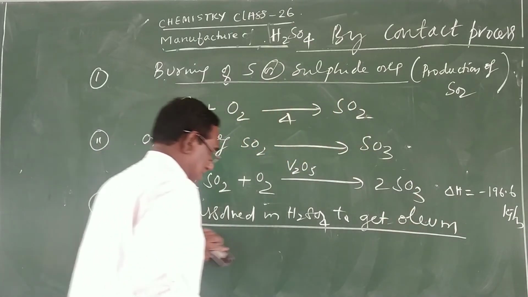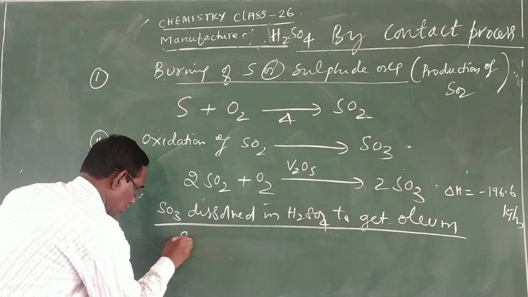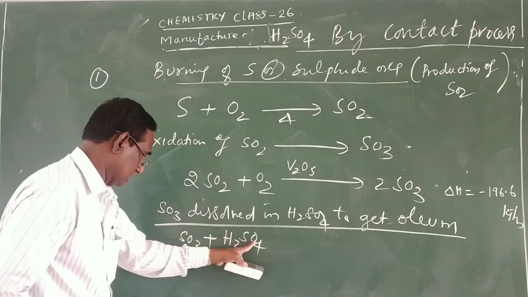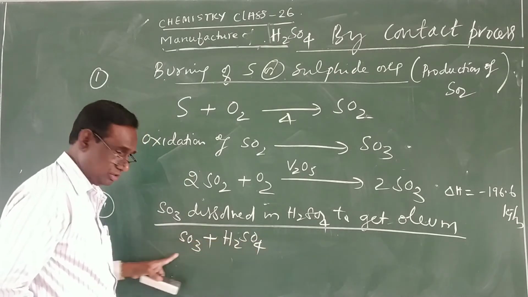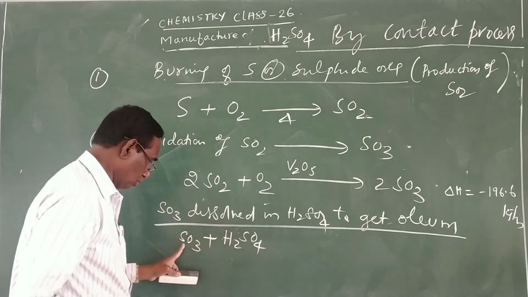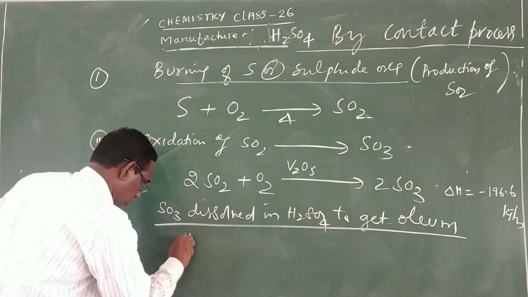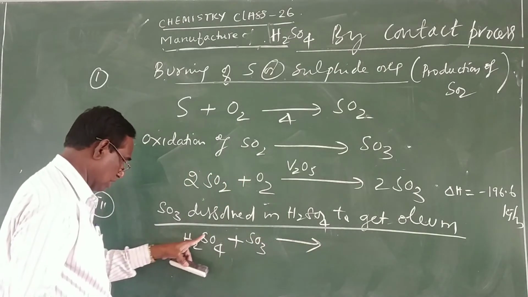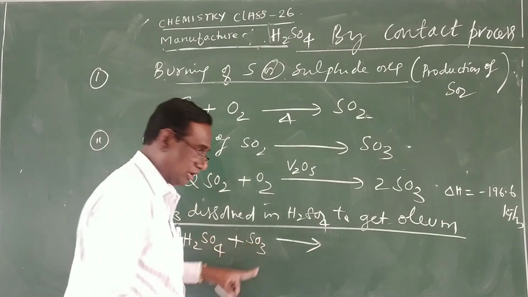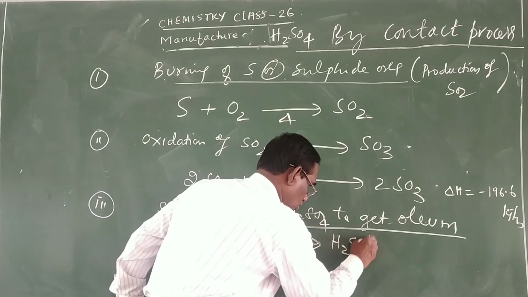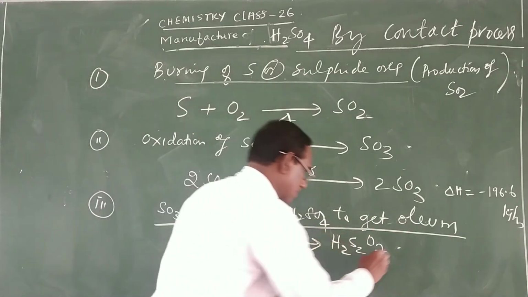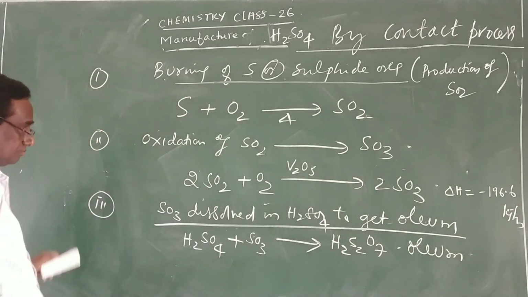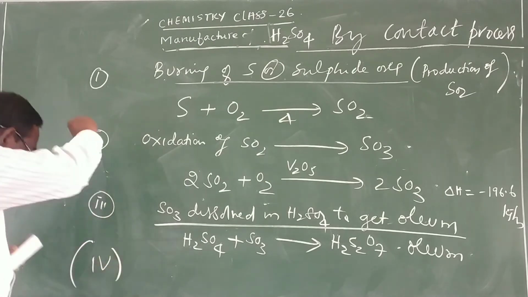Okay, you know that in the first year also. So SO3 plus H2SO4, you can add these, and you get H2S2O7. See here, H2SO4 sulfuric acid plus SO3. That means H2, S2, O4 plus O3 is what? O7. H2S2O7. So this is called oleum. Okay. And then that is the fourth step.